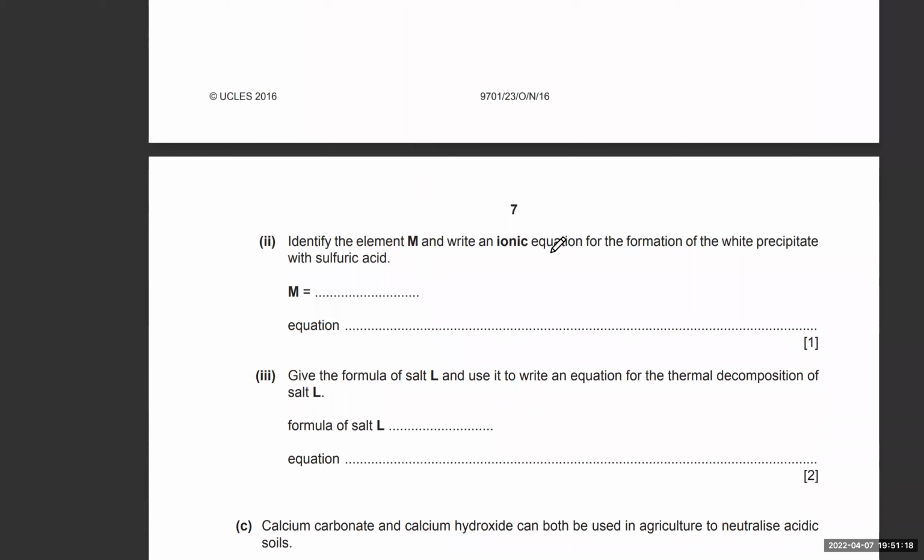Identify the M and write an ionic equation for the formation of the white precipitate. So we did figure that out. It's barium. Why do you get a white precipitate with sulfuric acid? Because barium ions and sulfate ions, if they're both in solution, this ion coming from sulfuric acid and barium hydroxide, that also dissolves. So in the solution, barium ions and sulfate ions would form an insoluble precipitate of barium sulfate, and both of them would be aqueous.